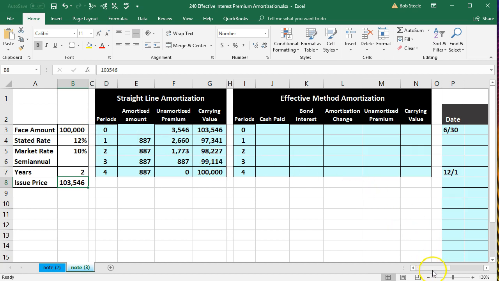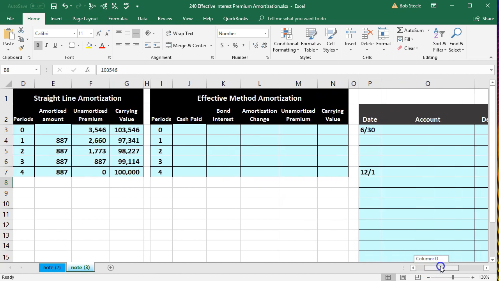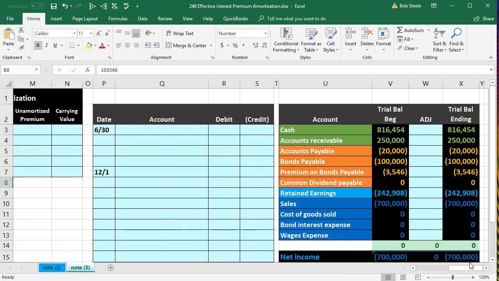Now, if we go to the trial balance, just to see this in context of what it would look like on the trial balance, we issued it for the sum of these two, $103,546. That's how much cash we got when we issued the bond. We put the bond on the books as a liability of the $100,000. That's what we owe at the end of the bond term. And then we've got this premium, which is what we got over and above what we're going to pay back at the end of the bond term.